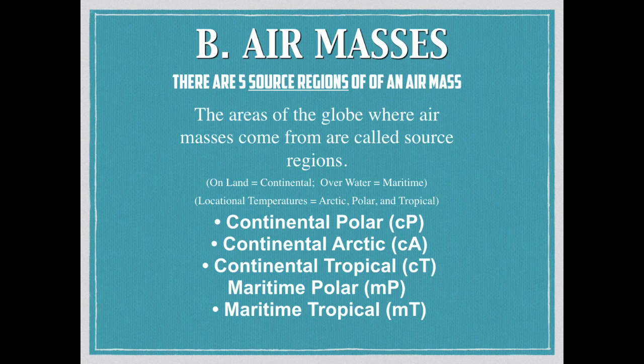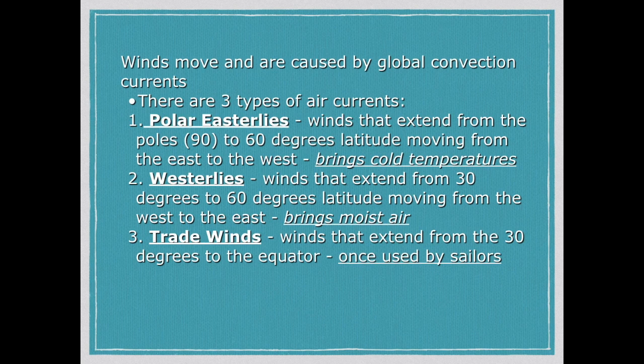That's going to be capital letters, and that's going to be at the end after your locational or regional land versus water. Here we can see the easterlies versus westerlies. Remember, easterlies are coming from the east, they're going west. Westerlies coming from the west going east. And then you have trade winds. Trade winds basically extend from the 30-degree marker of the Earth to the equator.